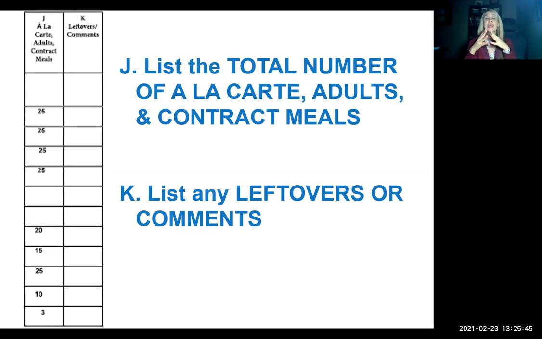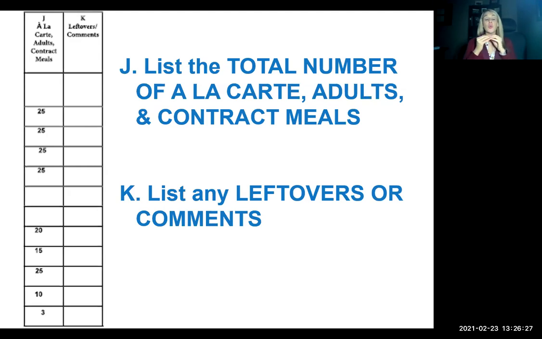Column J is how many you are expecting to serve if it's a la carte, adults, or contract meals. In this situation, they're doing a flat 25. And at the bottom, you can see a little more offer versus serve that they may do. I'll show the whole production record in just a moment, but you may be doing contract meals. So the 25, looking at this, looks like 25 contract meals, and then the bottom is for the adults that are eating. It does show what they would pick and choose going through the line because of offer versus serve. And then column K is for any leftovers or any comments.